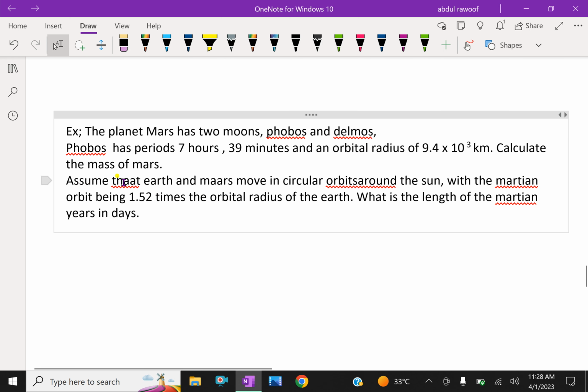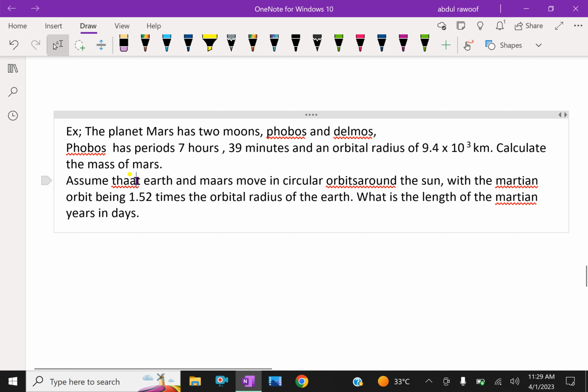In physics, let us discuss Kepler's law of planetary motion, solving some problems. Look at this example. The planet Mars has two moons, Phobos and Deimos. Phobos has a period of 7 hours 39 minutes and an orbital radius of 9.4 × 10^3 kilometers. Calculate the mass of Mars.